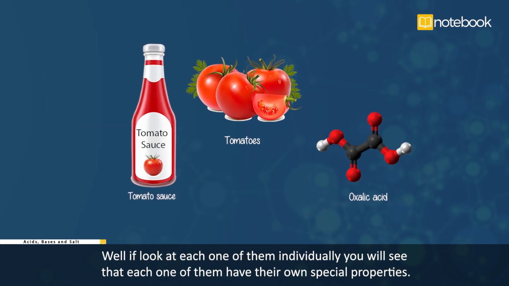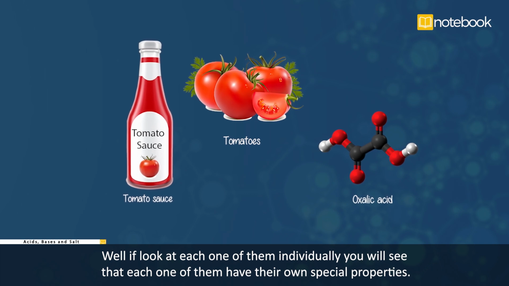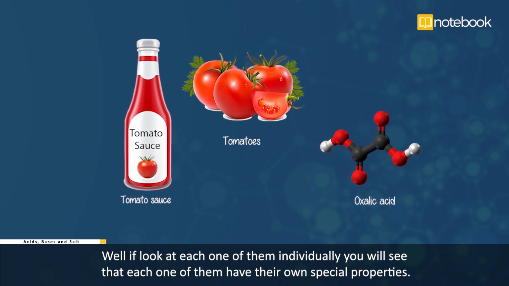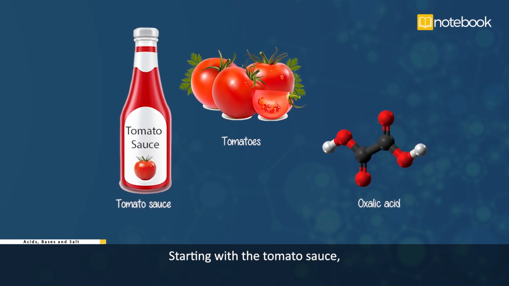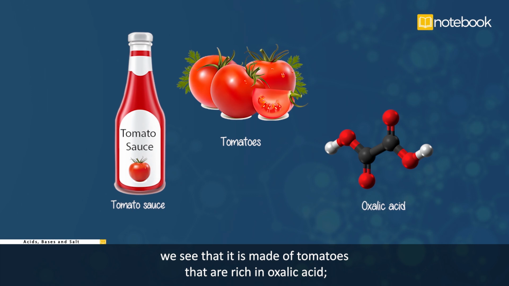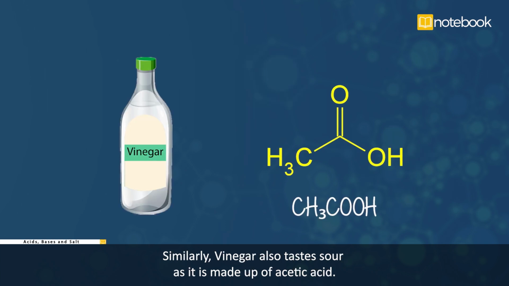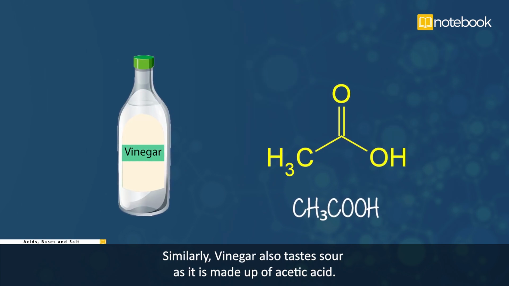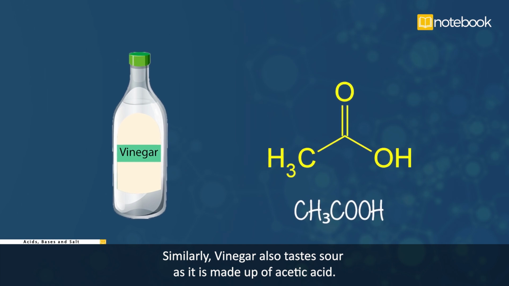Well, if you look at each one of them individually, you will see that each one of them has its own special properties. Starting with the tomato sauce, we see that it is made up of tomatoes that are rich in oxalic acid. Because of the presence of the acid, the taste of the sauce is sour. Similarly, vinegar also tastes sour and is made up of acetic acid.